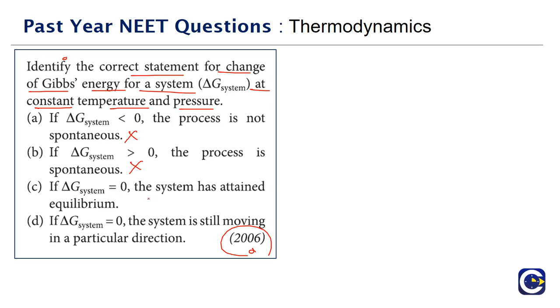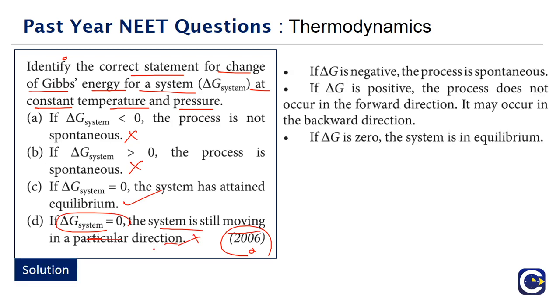Option C is saying what? Del G is equal to 0 means the system has attained equilibrium. This is correct. At equilibrium stage, delta G will be equal to what? 0. Option D is what? Del G of the system is 0 means the system is still moving in a particular direction. No, because that is representing what? The equilibrium state. So just to summarize, so what is the correct answer for this?